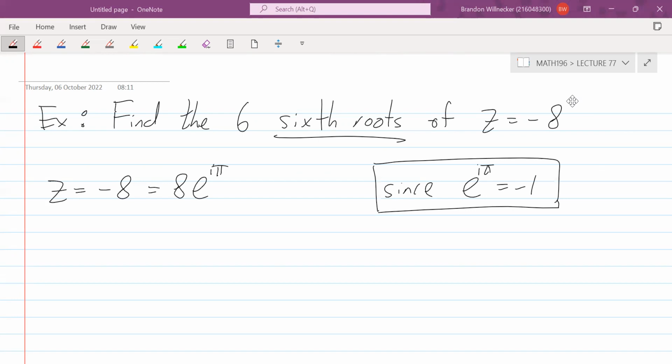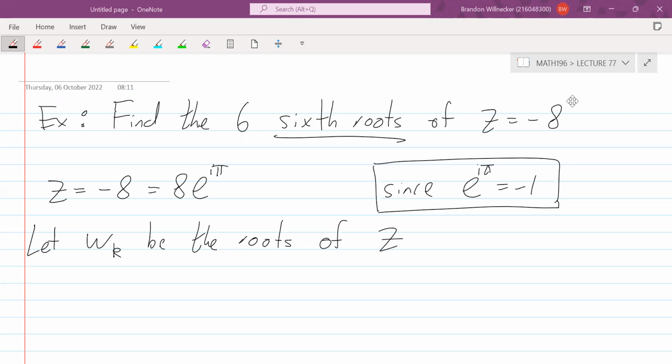Okay, so now we want to find the 6 roots of this. So let's say that the roots are given by w. So let w_k be the roots of z, just so that we can list them out. So we're going to have w_0 up to w_7. There's going to be 8 of them. Sorry, w_0 up to w_5, that's going to be 6 of them.